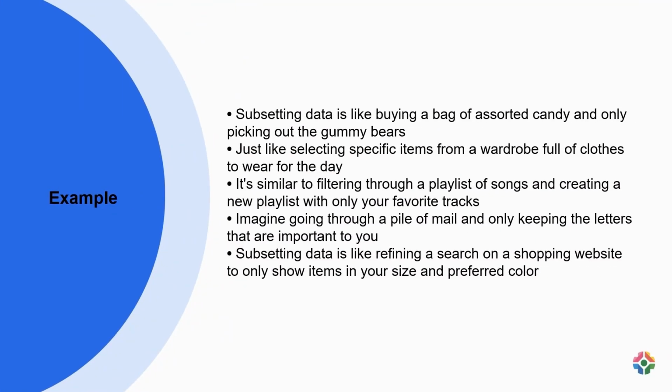Subsetting data is like buying a bag of assorted candy and only picking out the gummy bears, just like selecting specific items from a wardrobe full of clothes to wear for the day. It's similar to filtering through a playlist of songs and creating a new playlist with only your favorite tracks. Imagine going through a pile of mail and only keeping the letters that are important to you. Subsetting data is like refining a search on a shopping website to only show items in your size and preferred color.